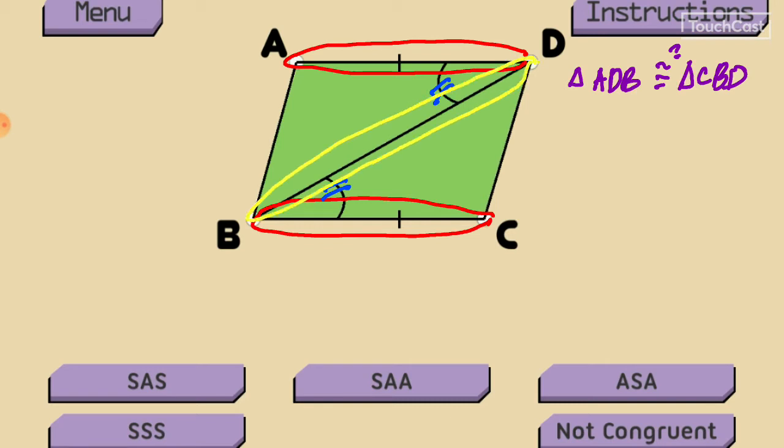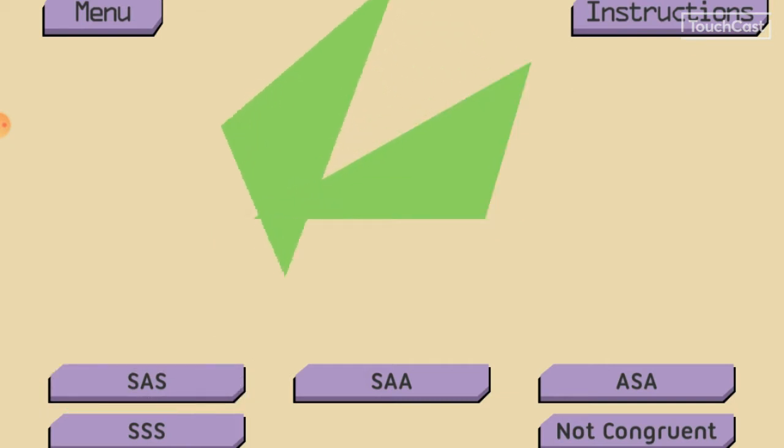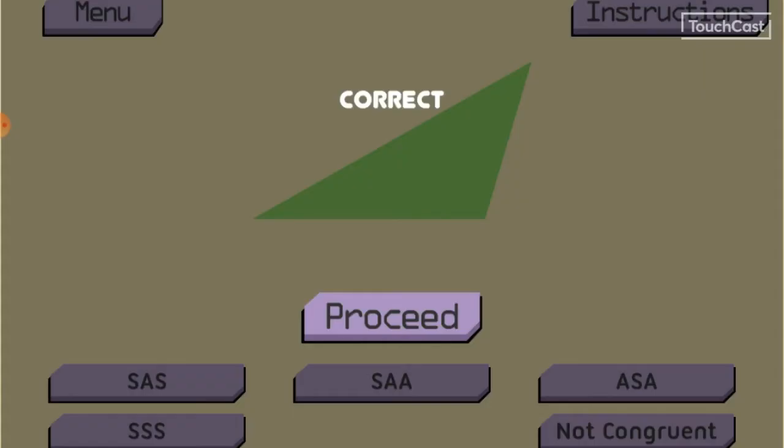So there's a pair of sides, AD and BC, and there's a pair of angles, ADB and CBD, and the side BD that is common to both triangles. So that's side, angle, side. It seems like these two triangles are congruent, and the theorem that supports this is SAS. So let's check that one. Indeed, an animation or feedback will show that that choice is correct.